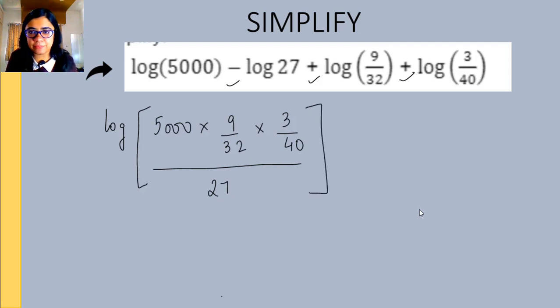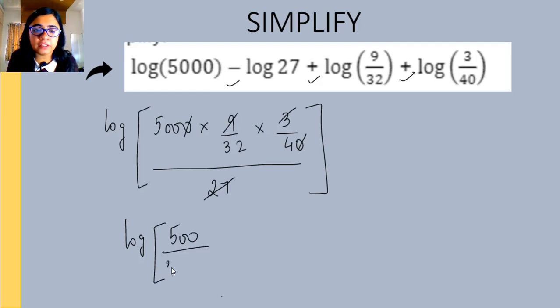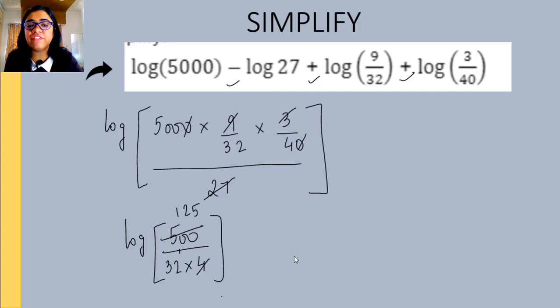That is 8. Now check. 9 3s are 27 and this 27 will get cancelled. ठीक है? Similarly 0 0 will get cancelled. So you have log of 500 upon 32 into 4 remaining. ठीक है? Now check, 4 will divide 500 as well. So 4 ones are 4, 4 twos are 8, 4 fives are 20. So 125 upon 32.